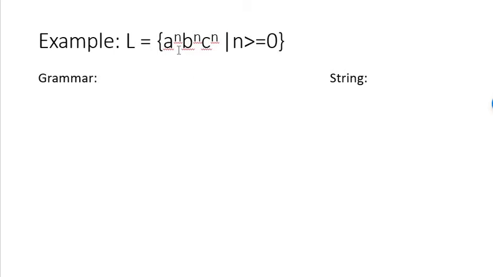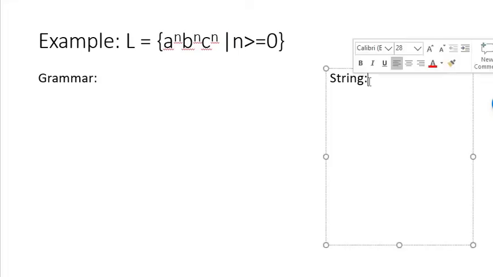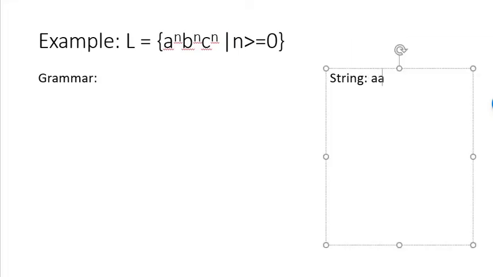What kind of strings does this language produce? Equal number of a's followed by equal number of b's followed by equal number of c's. So let us take one string of the language. Suppose the string of the language is a, b, b, b, c, c, c. Suppose I want to generate this string from the grammar. So to generate this string, what productions do I need?